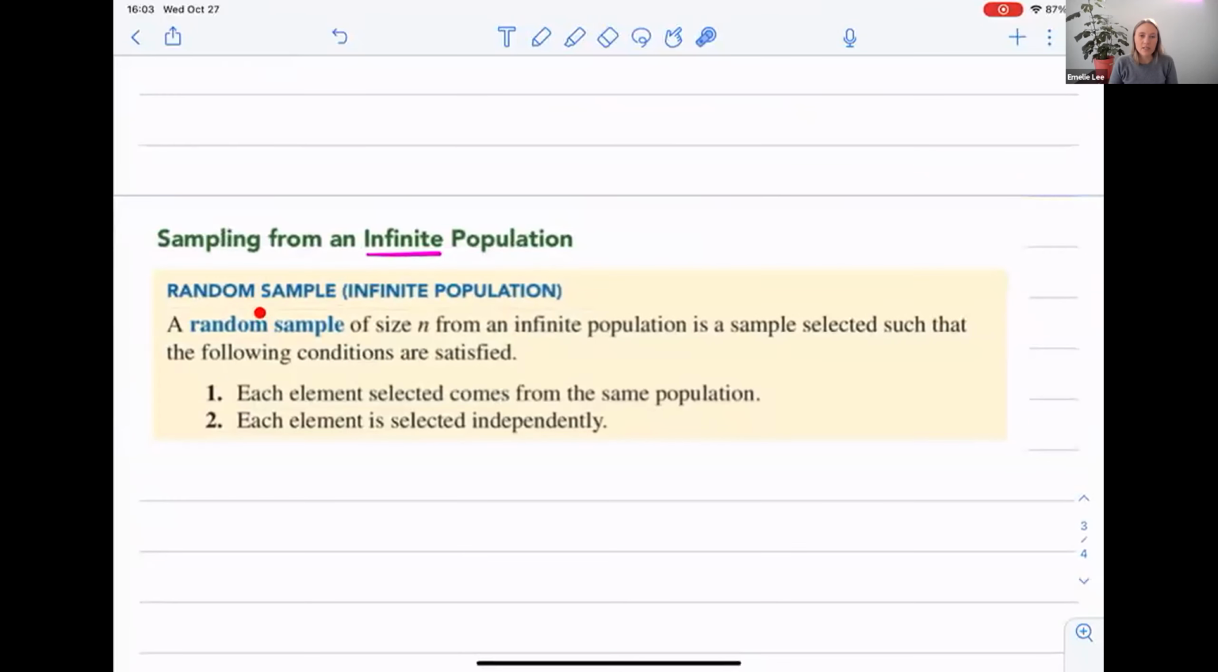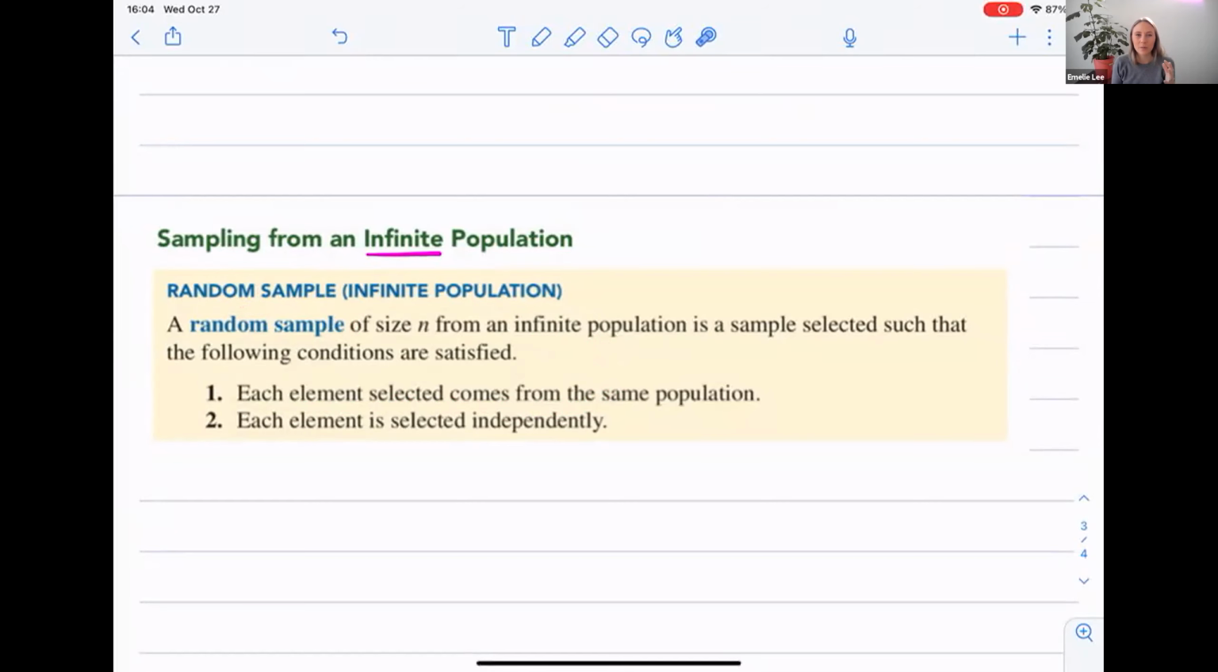We can still collect a random sample, but we call it just a random sample instead of a simple random sample. And later we'll just call it a sample. We'll just assume that everything was randomly selected appropriately. Okay, but a random sample of size n from an infinite population is one where each element selected comes from the same population. And of course, that implies that it's the population that you're interested in studying, right?